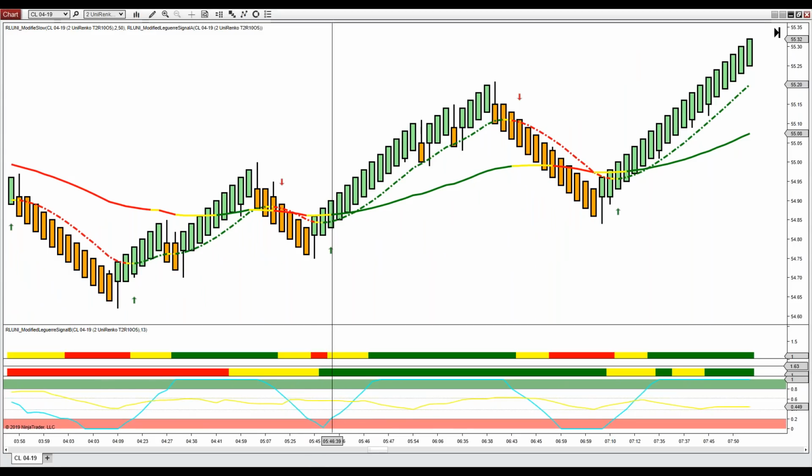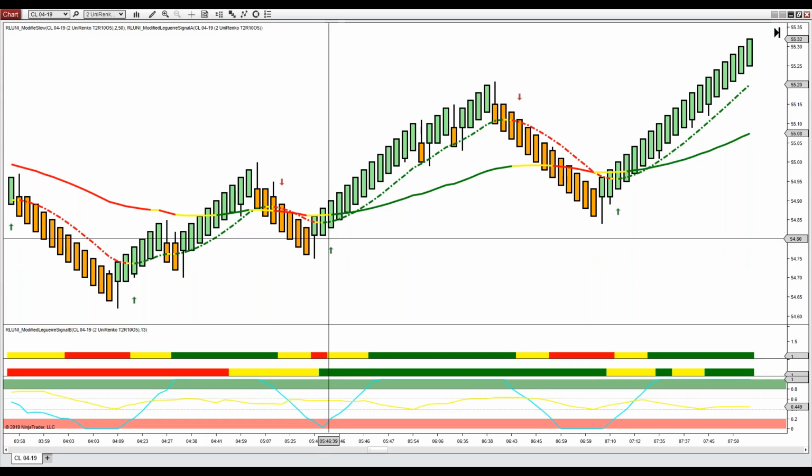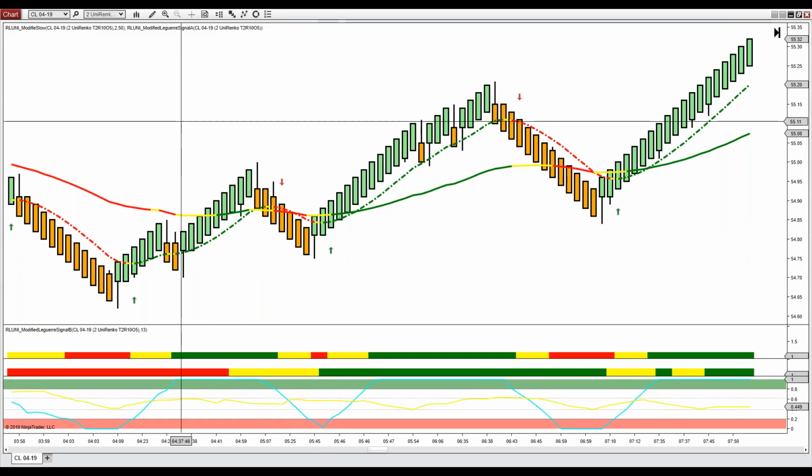Here's your entry right here. You've got your longer term. There's your entry on the oscillator signal off your chart.